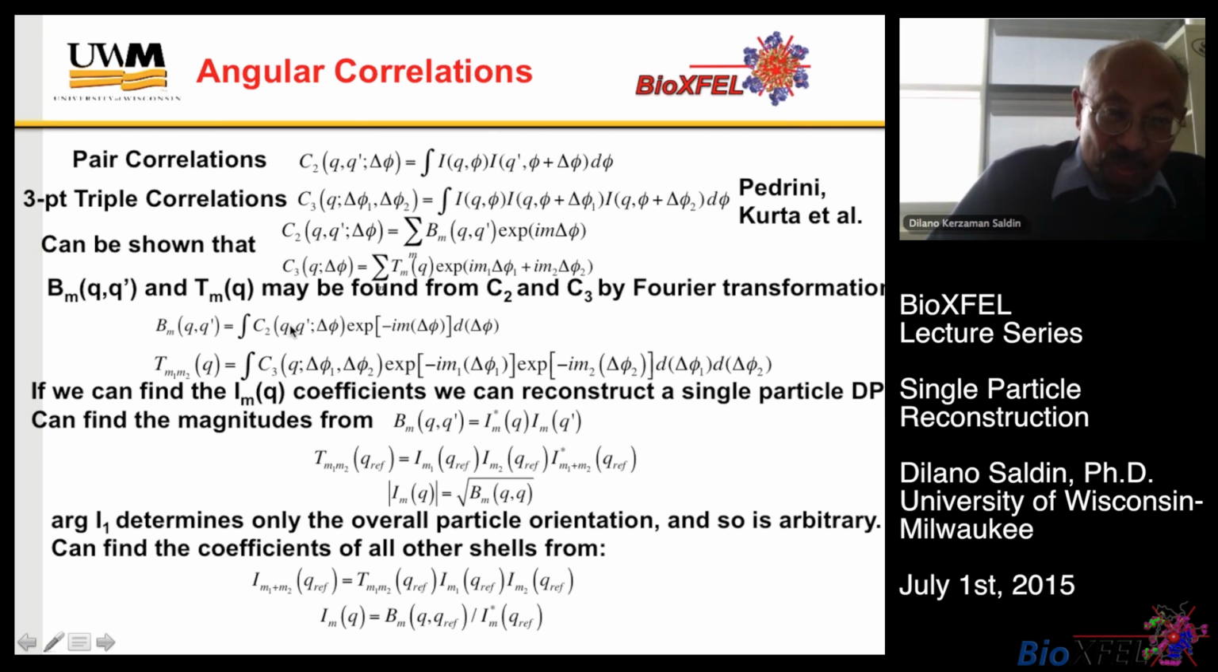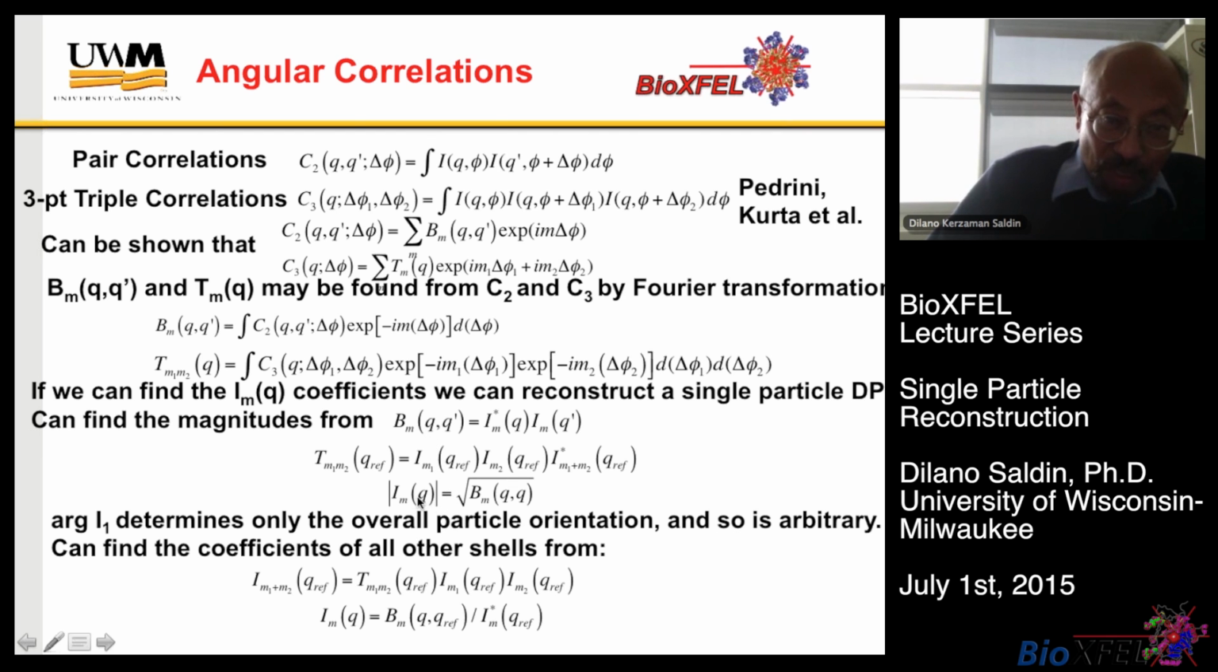But that's not enough. So suppose you find B1 and Bm and T, M1, M2. Now Bm is the product of two of these circular harmonic expansion coefficients of the intensity of a single particle. And the T is a product of three of them. Now, it's clear that by taking the square root of this equation, one can find the magnitude of Im as being just the square root of the Bm.